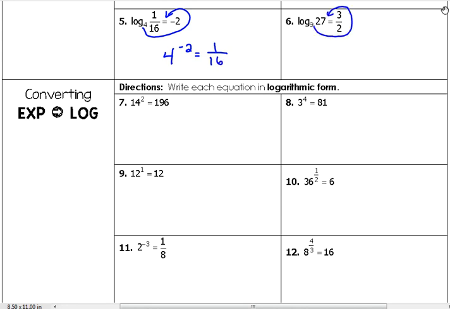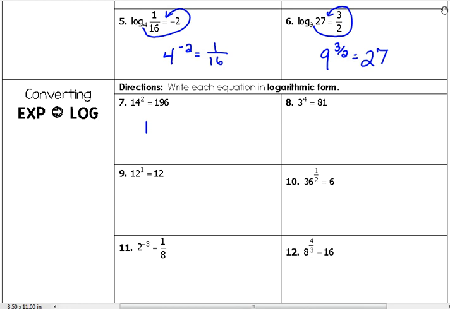And last one, 9 to the 3 over 2 is equal to 27. Now, you may not know that one. You probably don't know that one without using your calculator, but if you type 9 to the 3 halves in your calculator, you should get 27. Now, it's not quite as quick and easy to go from exponential form to log form, okay? But it's still not hard.